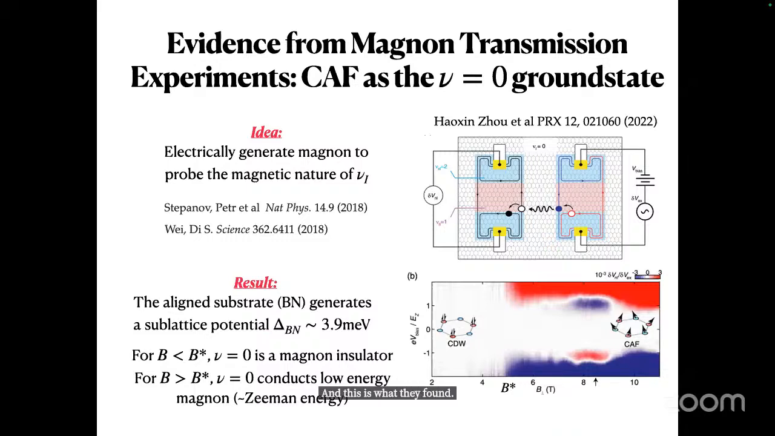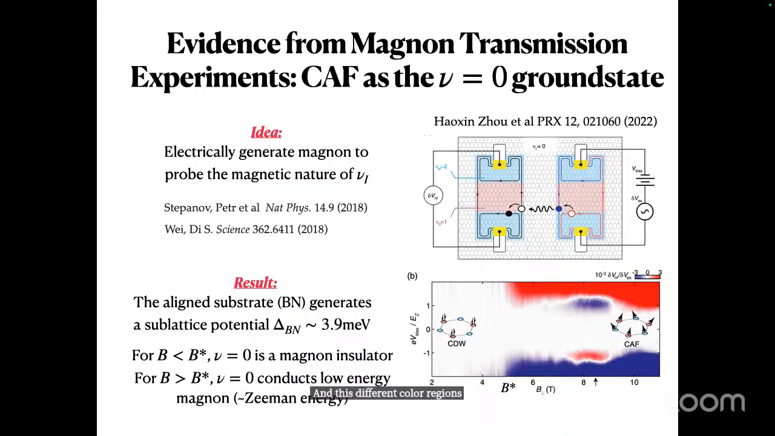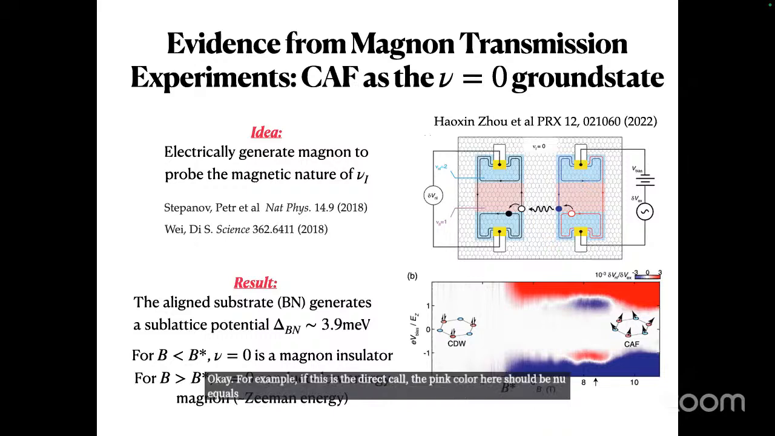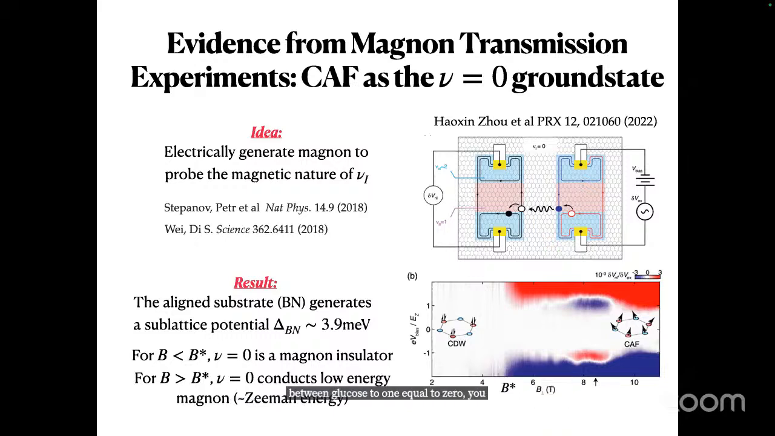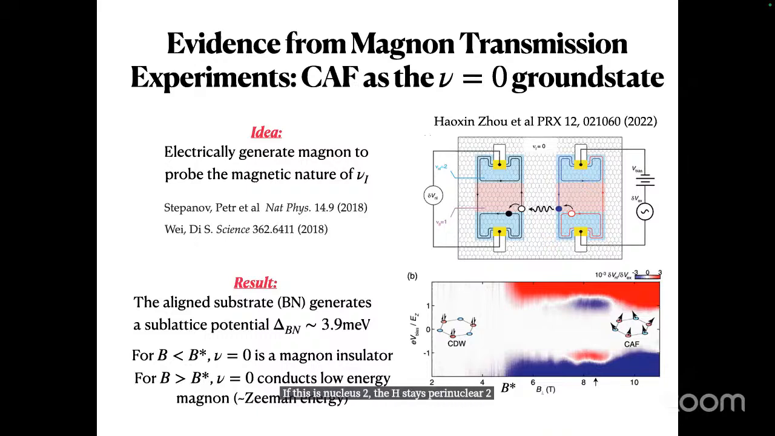These regions where you have edge states, how are they made? Is it by doping? Yeah, sorry, I didn't explain it very well. So this is the device, and most of the sample is nu equal to 0, so they're neutral. And these different color regions represent different dopings. For example, if this is the red color, the pink color here should be nu equals to 1. Between nu equals to 1 and nu equals to 0, you should have an edge state, and the edge state we know is majority spin. If this is nu equals to 2, the edge state between nu equals to 2 and nu equals to 1 is minority spin.